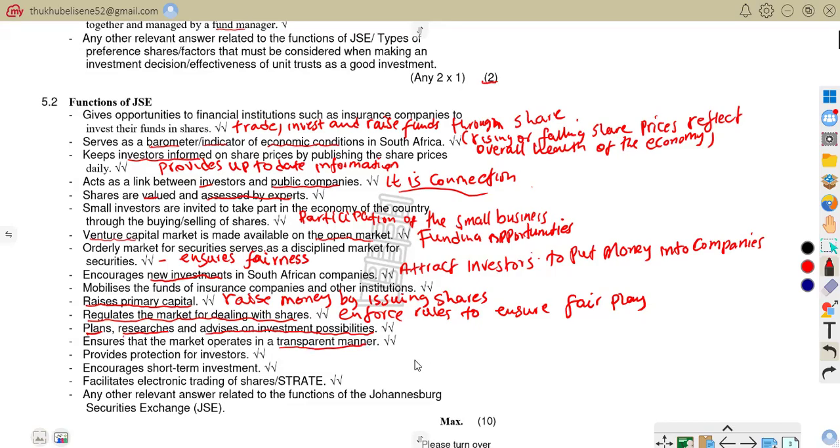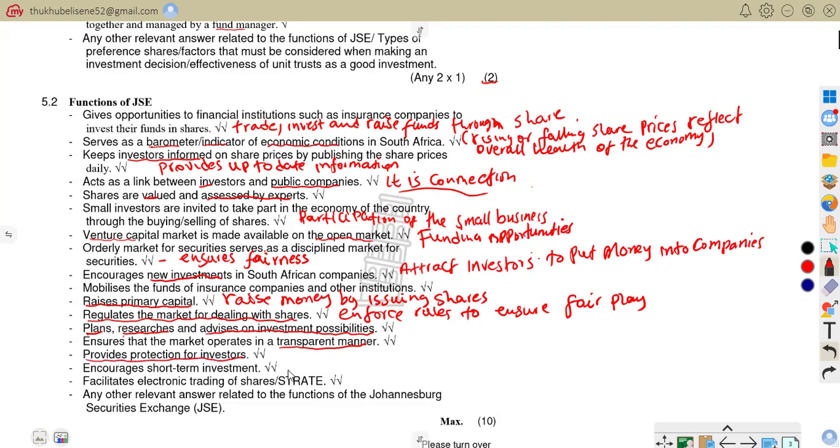Also, it ensures that the market operates in a transparent manner. Now we're talking about transparency, where it's going to make sure that the market operates in a transparent manner. So that is where they have to do what again? To publish accurate and reliable information about listed companies. That is how they can show what? Transparency.